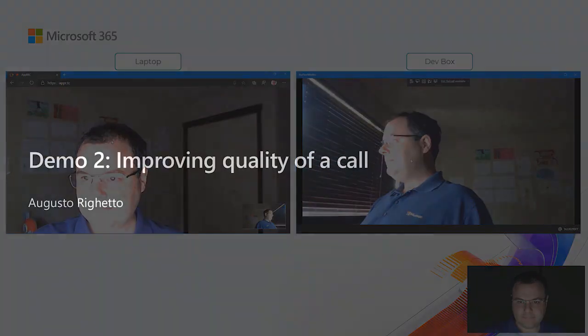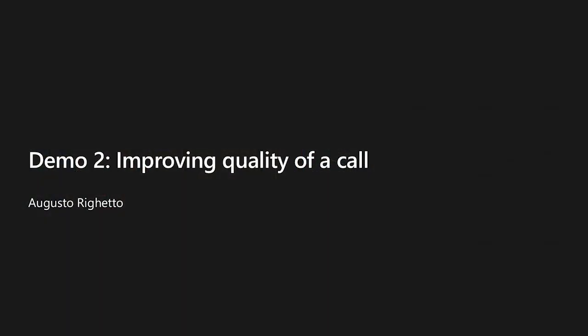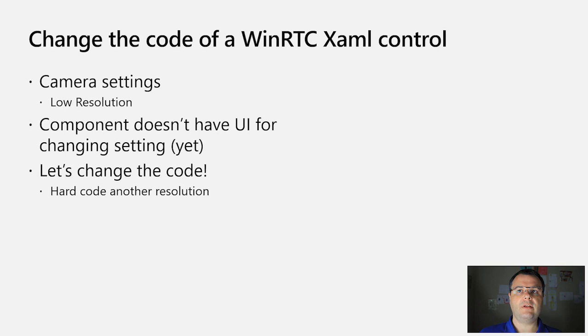What's this? Why is the resolution so bad? Oh, I know why. Poor camera settings is the reason why the laptop image was so blocky. Unfortunately, the simple XAML control doesn't have an API for changing the camera settings. Since the code for building the XAML control is in GitHub, let's hard code another resolution to see if it improves the image sent to the laptop.